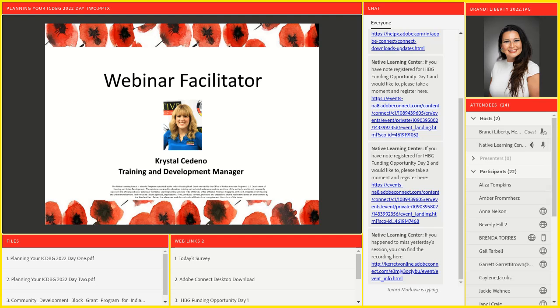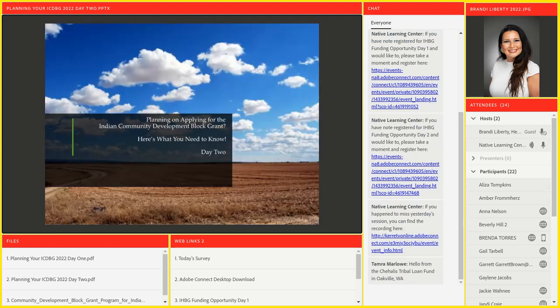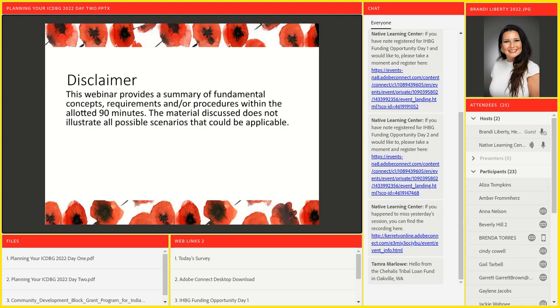So with that, I'm going to go ahead and move forward and get through the Adobe Connect platform. All right, so for today's session, we're going to be discussing planning on applying for the Indian Community Development Block Grant. Here's what you need to know. It's day 2, also known as ICDBG, federal funds.